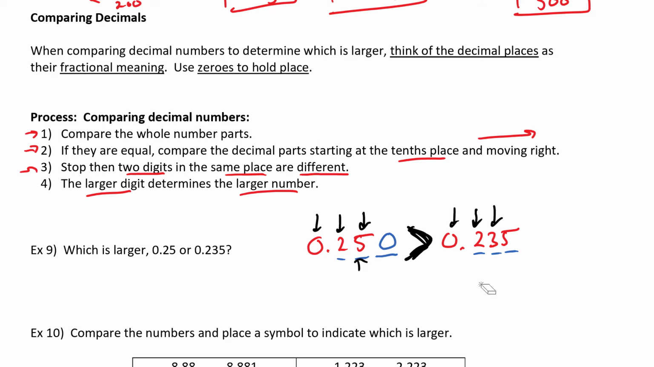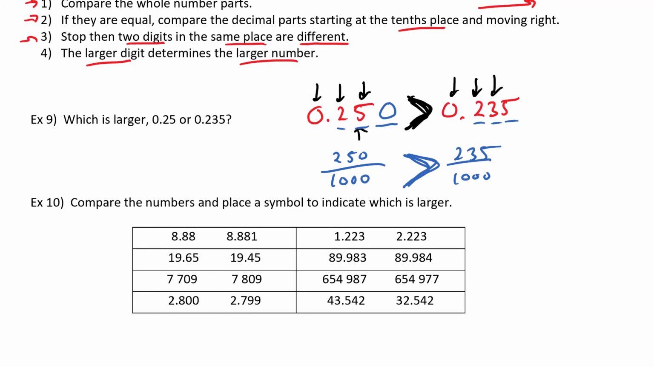If you get confused, convert them over to fractions with a common denominator. This one here, 250 over 1,000. This one here, 235 over 1,000. Common denominator, you can clearly see this one here is the larger value.